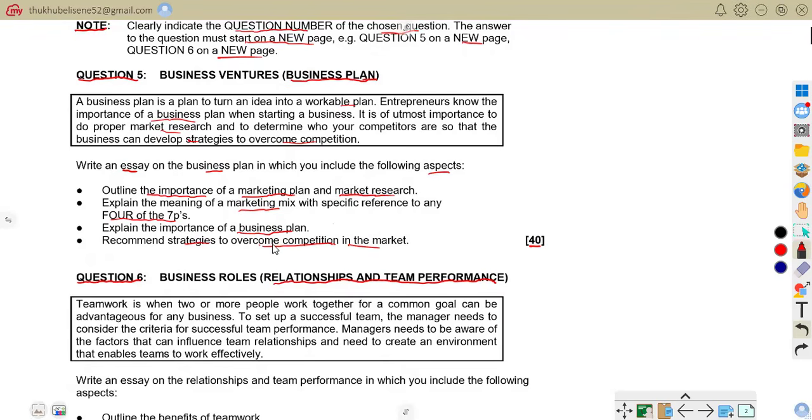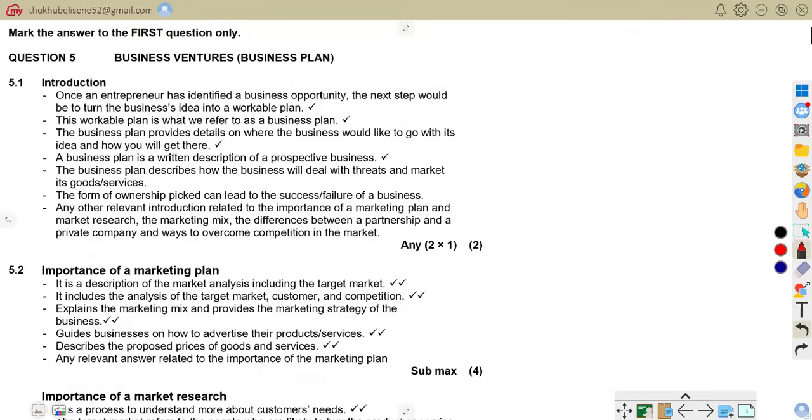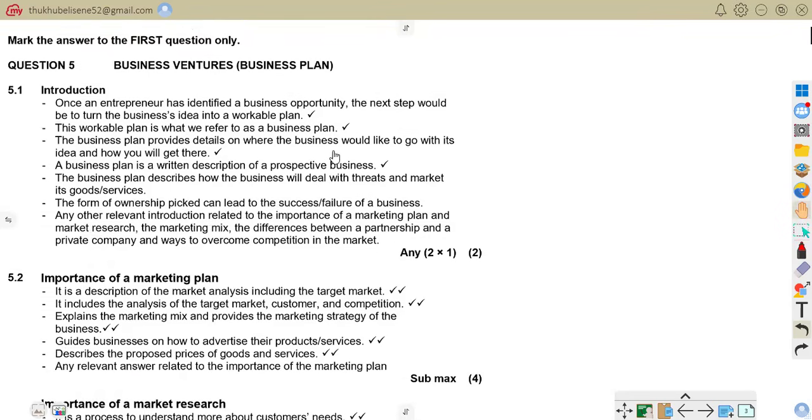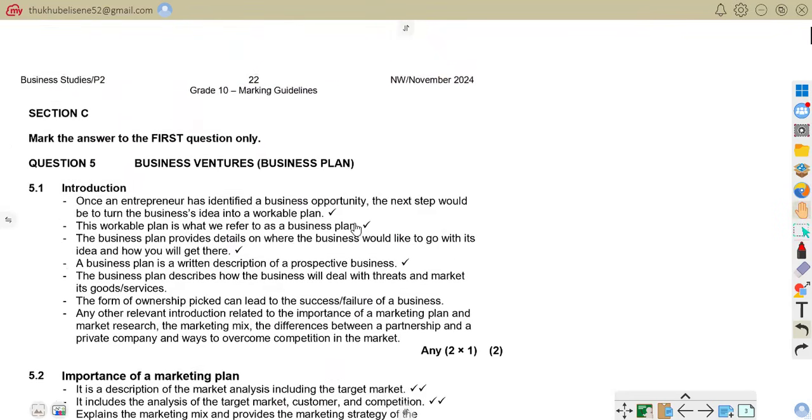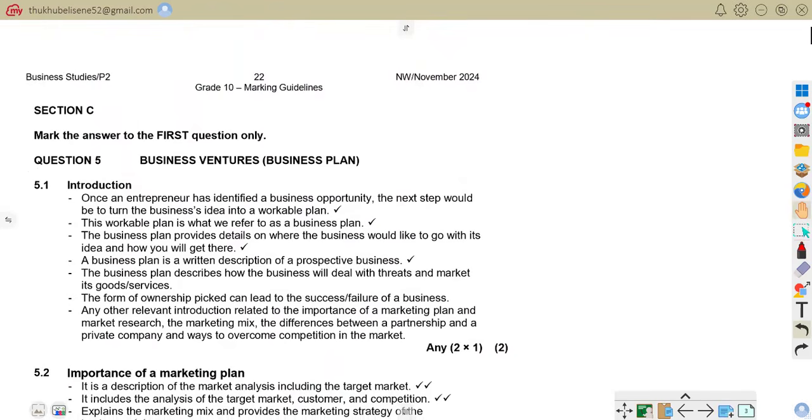So now let us attend to our essay, question 5. Here are our answers on that question. Question 5, section C. So section C, mark the answer to the first question only. So here we are on question 5. We are talking about the business plan. So like I've said, we have to give an introduction on our business plan.